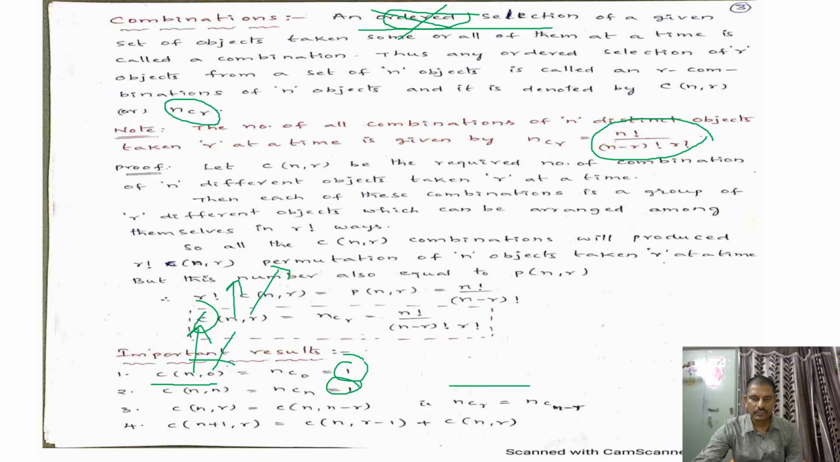This is very important: nCr is equal to nC(n minus r). This is a binomial coefficient. These are some very important formulas you need to remember, right? So these are the basic concepts of permutations and combinations and their definitions.